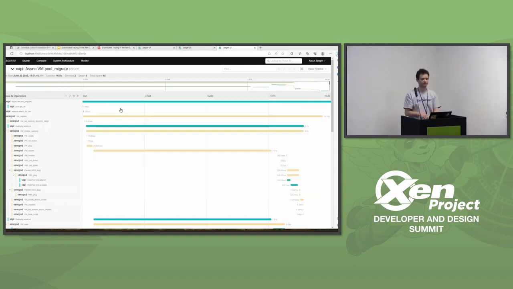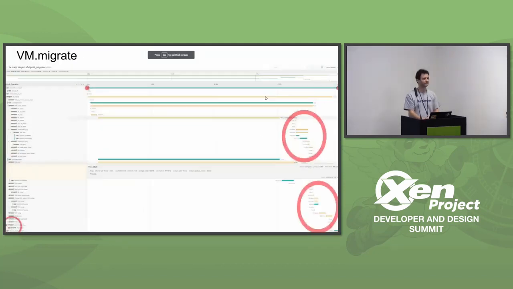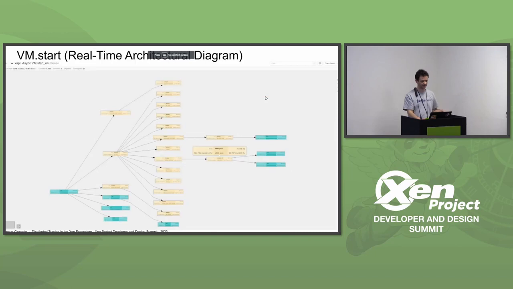If they were using distributed tracing, you'd be able to track this problem down to this specific function in XenServer, which makes it much cheaper to collect. And because this is all collected automatically, you have this real-time architectural diagram that allows you to see everything working together across the different components and different colors you see here.